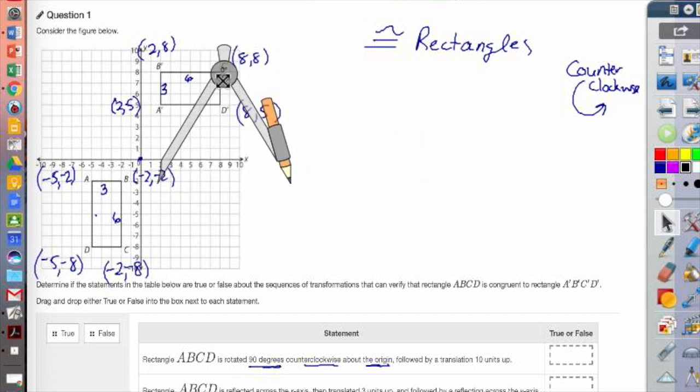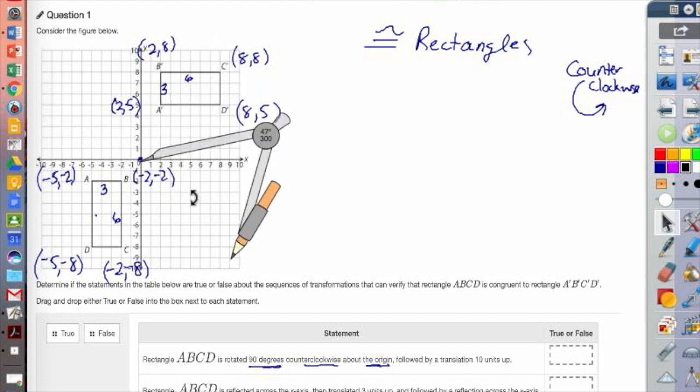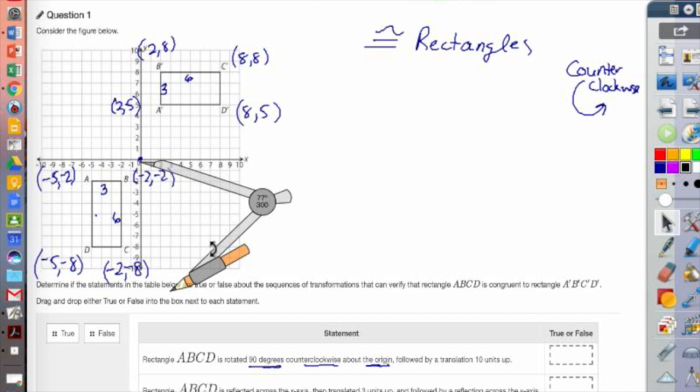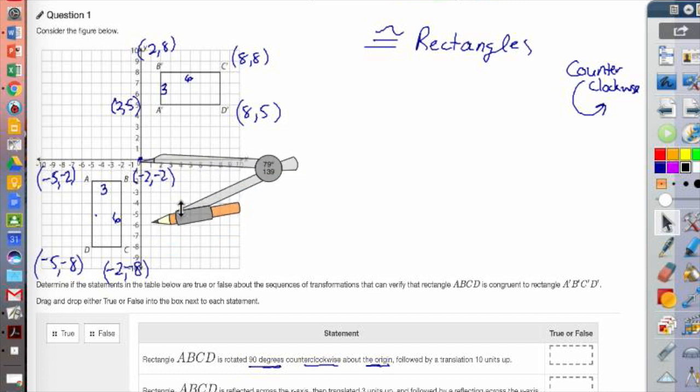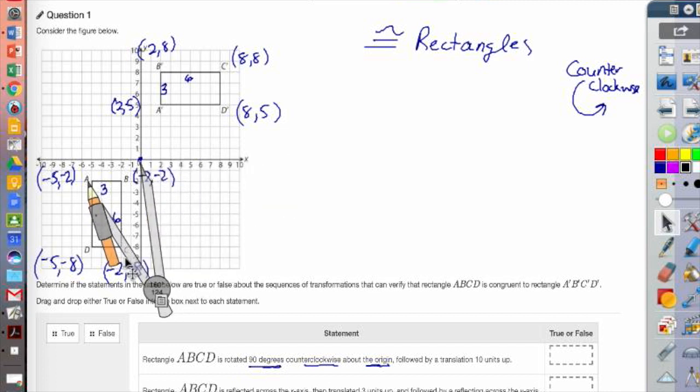I'm going to put my compass right on the origin. Then I'm going to pull it down here and try to get it to A. There we go. I can keep rotating it until it gets to A. I slightly missed it, so I'm going to pull it down and over a little bit. Okay, now I'm ready. I have my point at the origin and another pencil point at A. I need to rotate it 90 degrees.